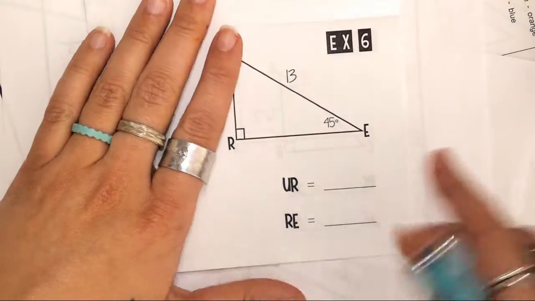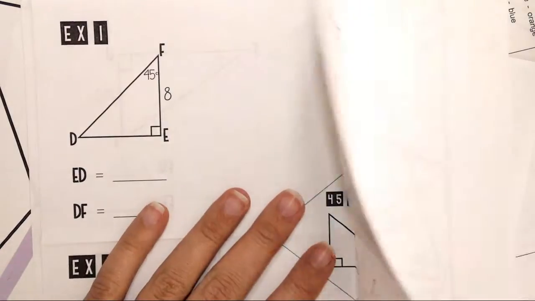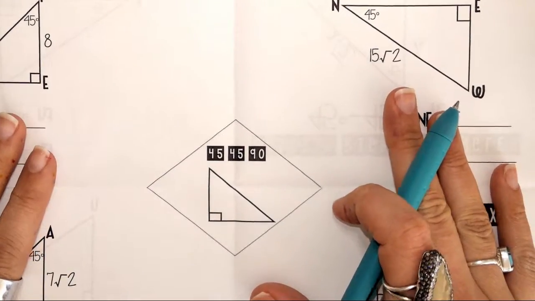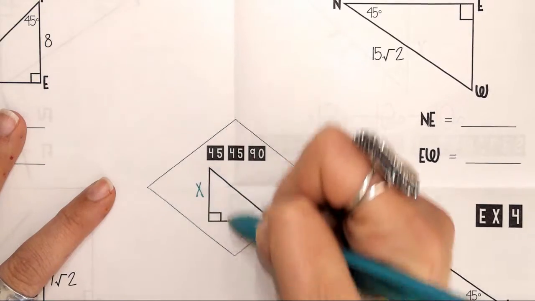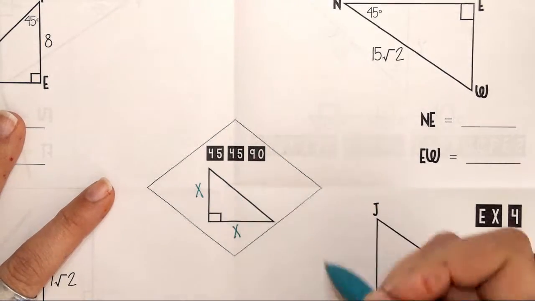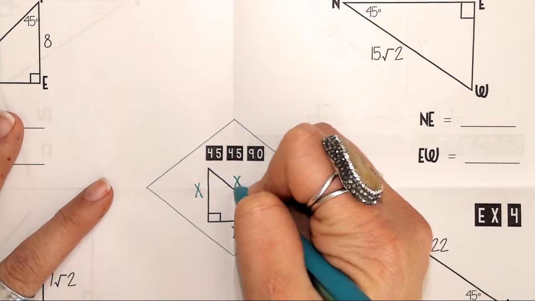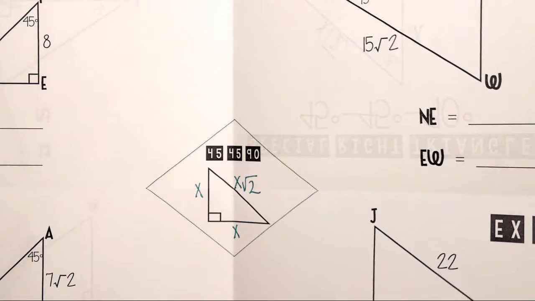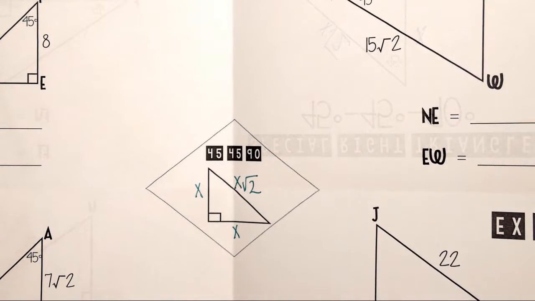Alright, so open. Open one more. We're going to write the same thing in here. If this is x and this is x, what's our hypotenuse? X root 2. Are we ready?